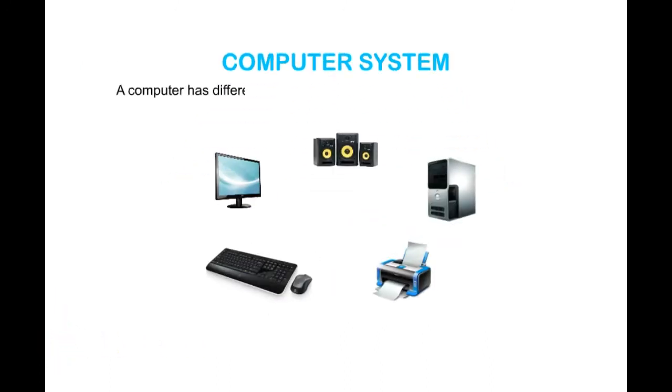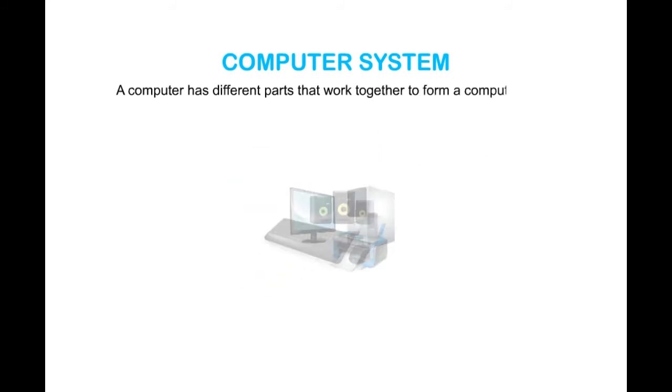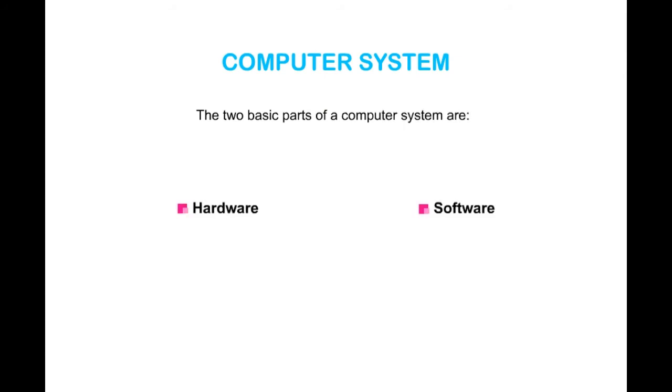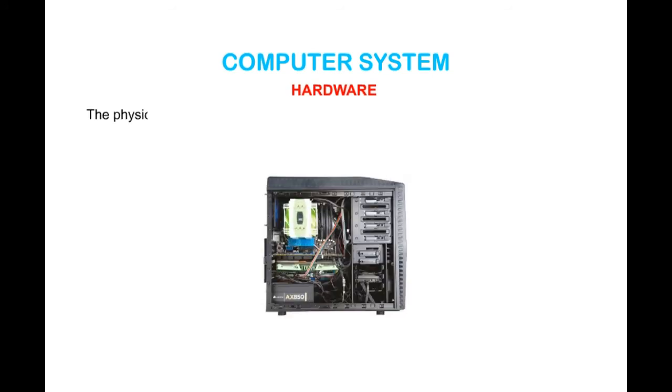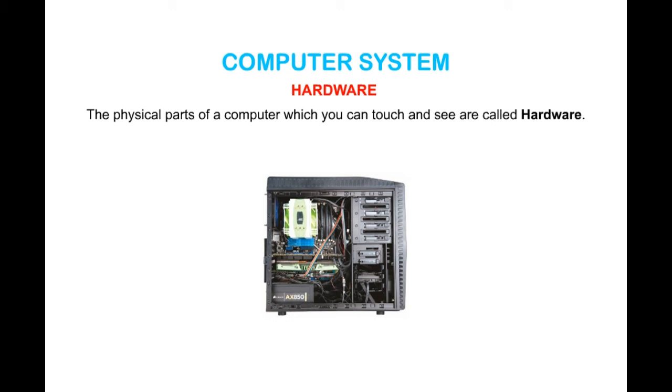Computer system. A computer has different parts that work together to form a computer system. The two basic parts of a computer system are hardware and software. Hardware. The physical parts of a computer which you can touch and see are called hardware.